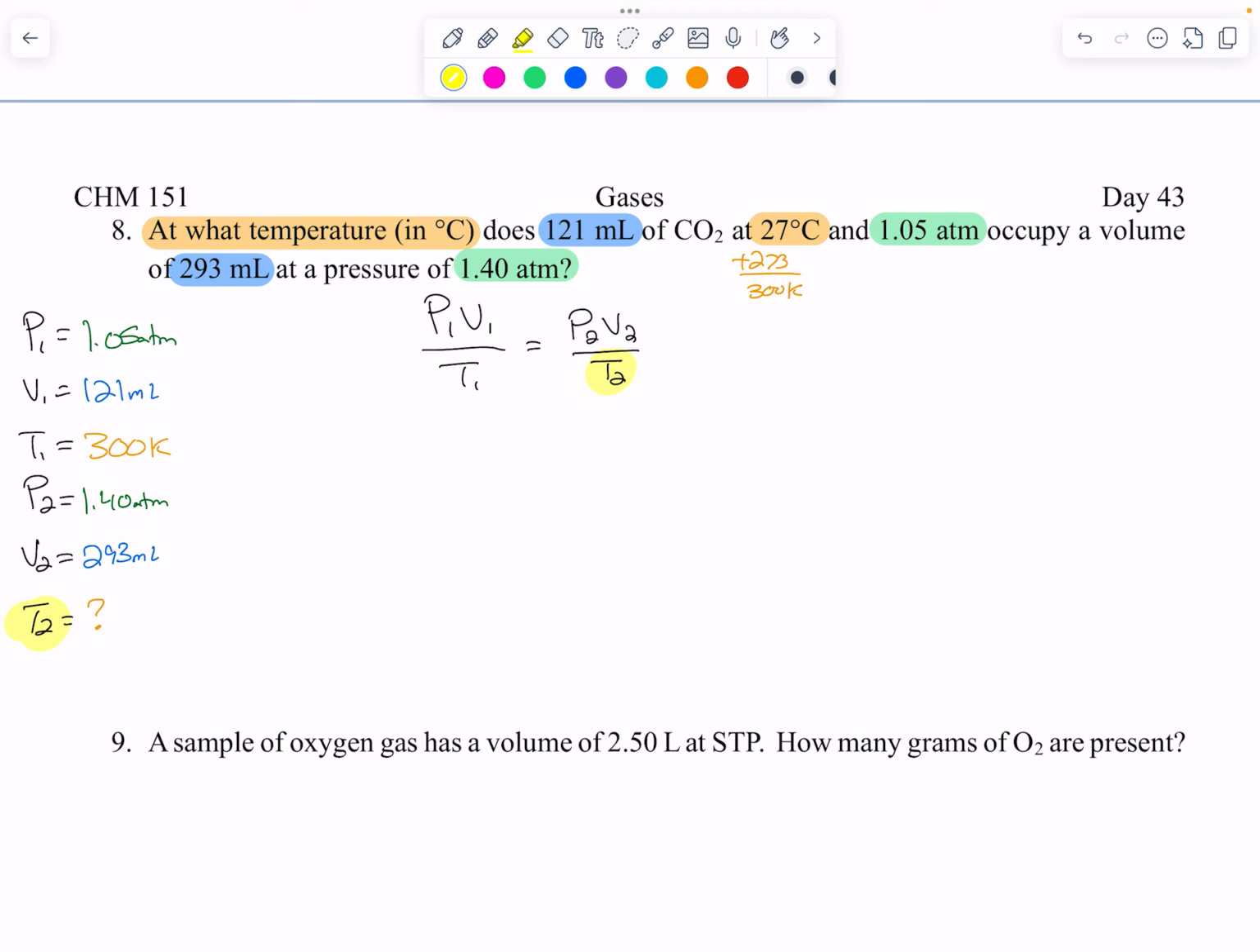So, I need to get T2 out of the bottom. The best way to do that, I know, for most of us, is to cross multiply. T2 times P1 V1 equals P2 V2 T1. And then we're going to divide by P1 V1, so T2 would equal P2 V2 T1 divided by P1 V1.